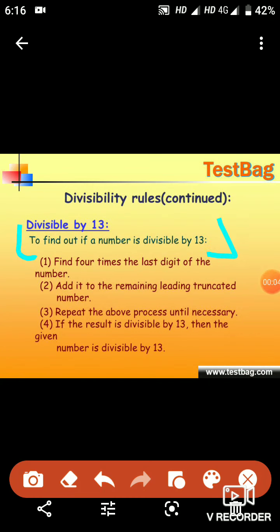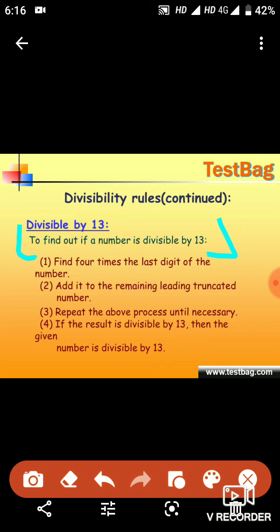Today we are going to begin with the divisibility rules of 13 and 12. Usually we get confused while checking whether a particular number is divisible by 13 or not. But it is very easy to check whether a number is divisible by 13, if you follow the following steps.